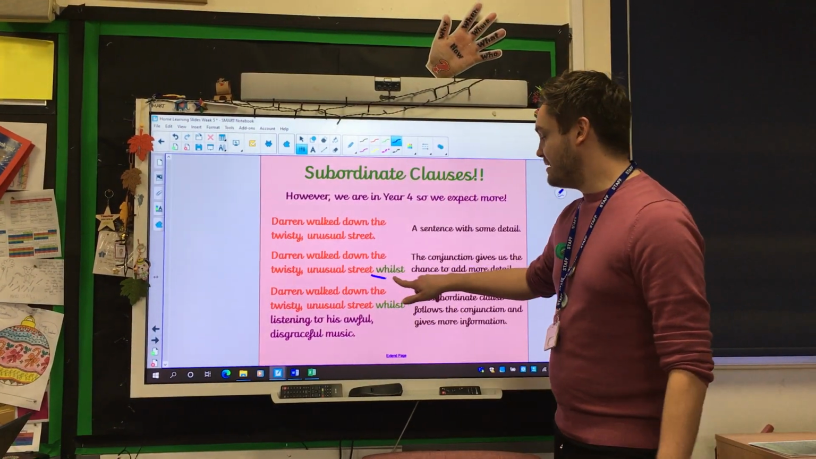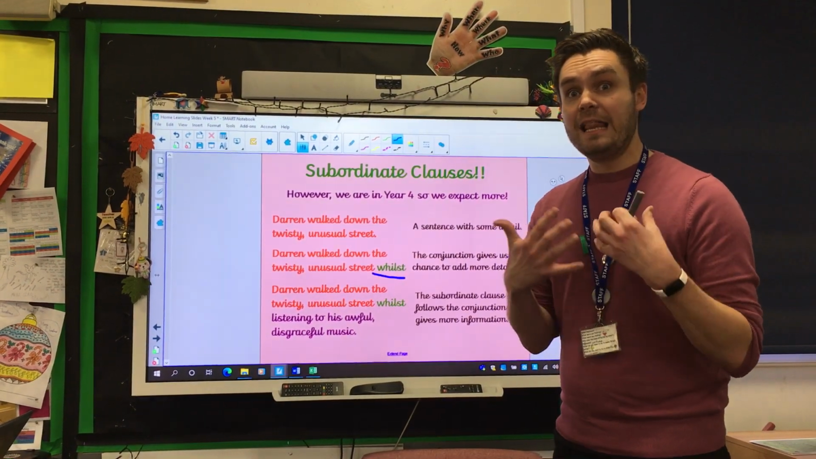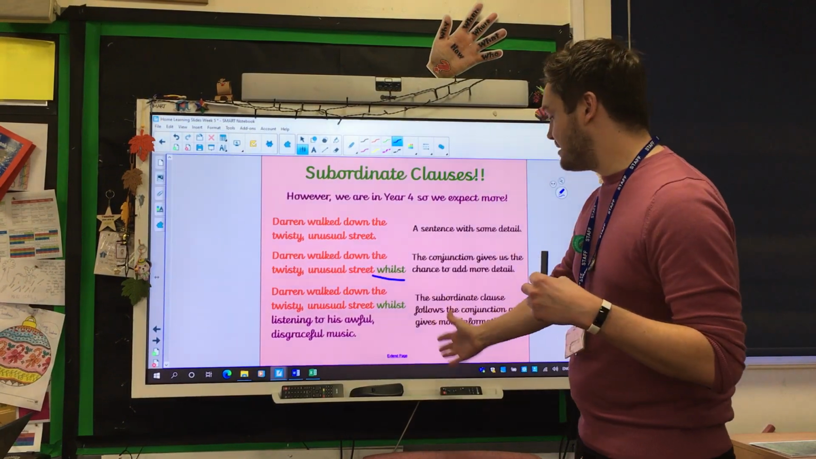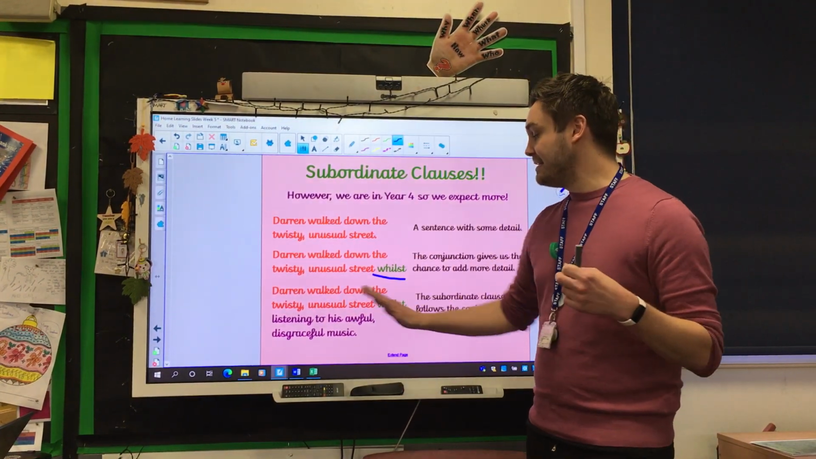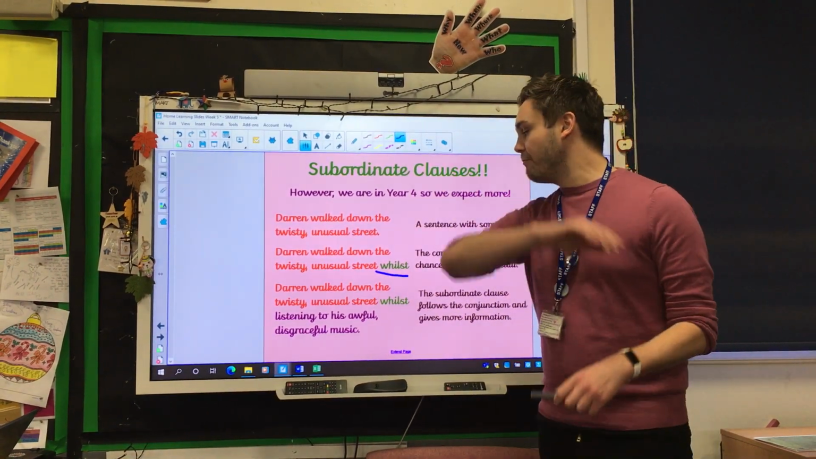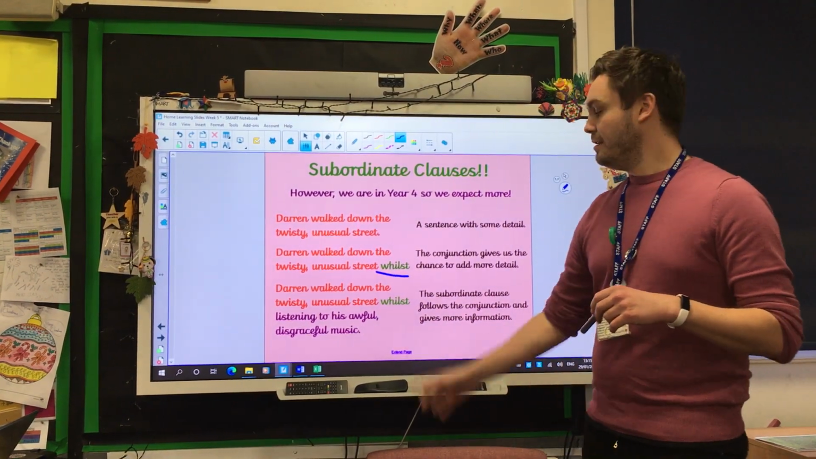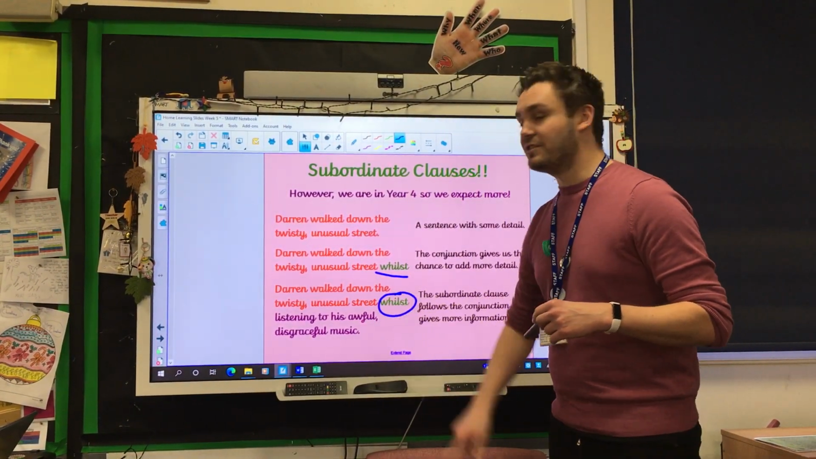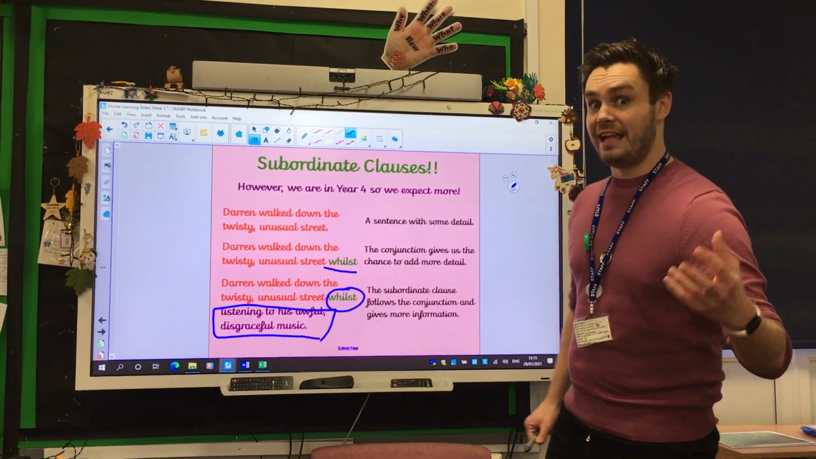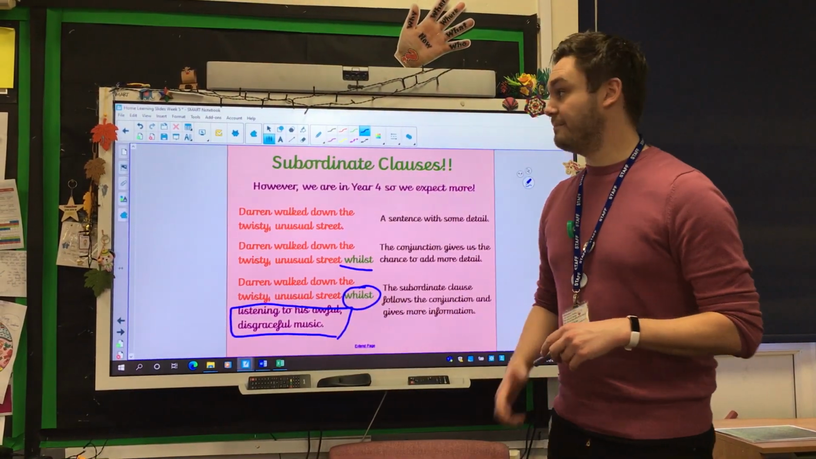If we put the word whilst in there, we're starting to give ourselves the opportunity to add a little bit more information because we've added that conjunction. And then whilst gives us that opportunity, we can then put listening to its awful, disgraceful music. And hey presto, we've created a 2-way sentence. Darren walked down the twisty, unusual street whilst listening to its awful, disgraceful music. That conjunction enables us to provide more information at the end. Simple as that. A subordinate clause is more information to give you a little bit more detail as to what you've written initially.